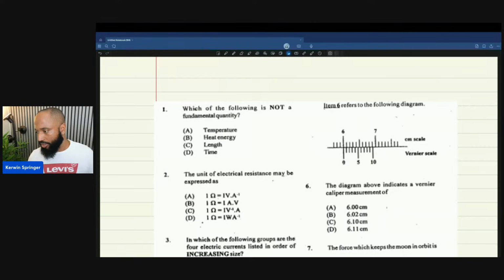Feel free to jump in a MCQ revision session. No? And let me just see. I think I would just go live just on TikTok. Yes. Physics multiple choice revision. CSEC.